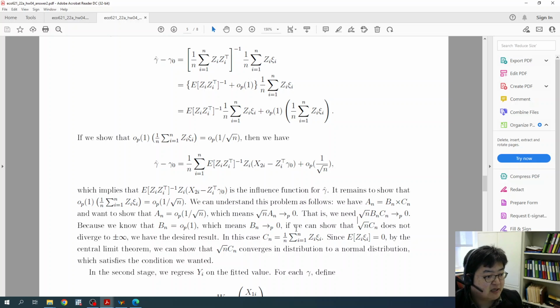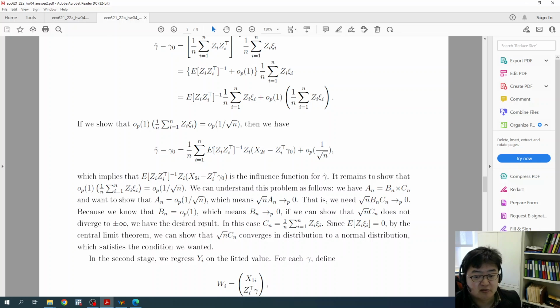So in this case, c equals this guy, which follows the central limit theorem. So after multiplying square root n, square root n times c converges in distribution to a normal distribution. So it does not diverge. So we get the desired result. So this is an easier way to understand the influence function.